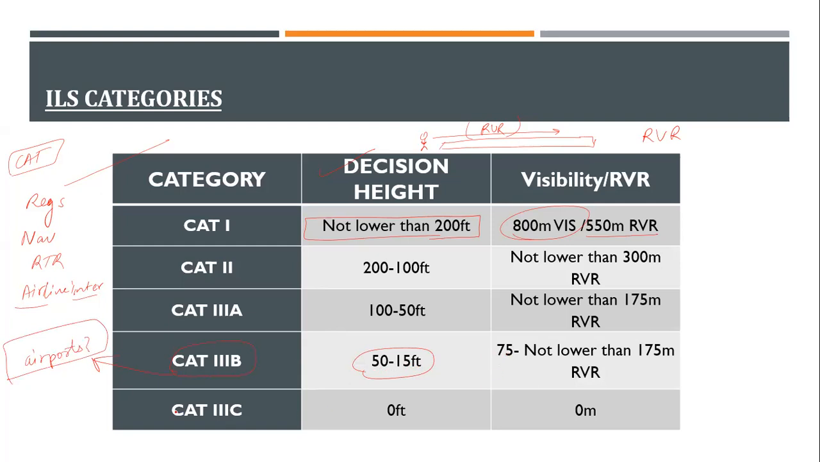Category 3C has 0 feet of decision height. So until the aircraft touches down, or the threshold becomes 0, till that moment the guidance will go on. Finally, we have RVR also 0. And also let me know where the category 3 Charlie is installed in airports. Both of them, let me know which airports have all of them.